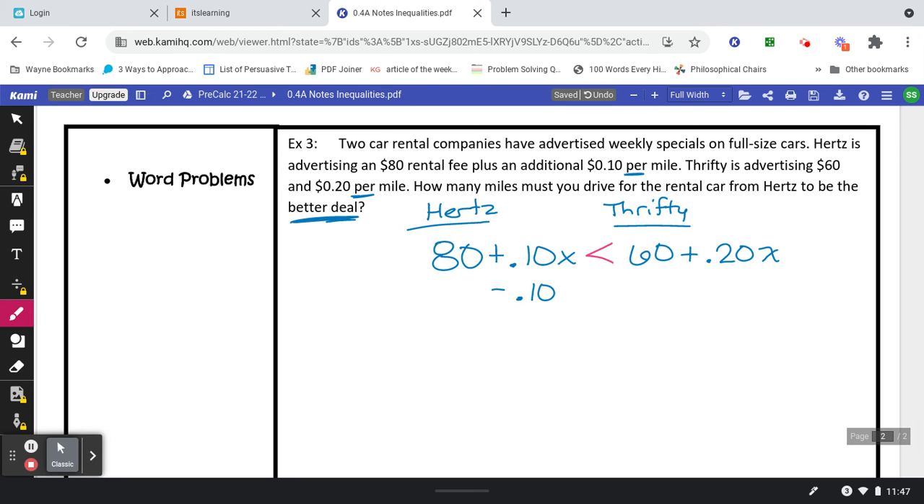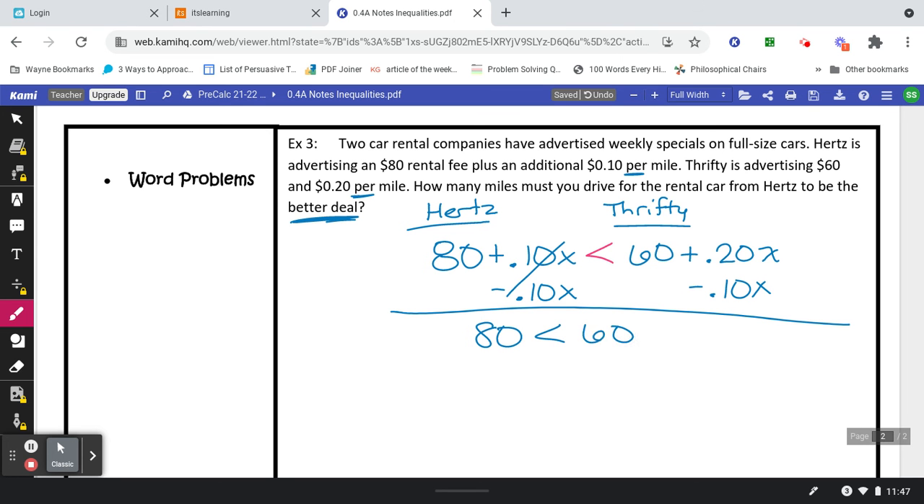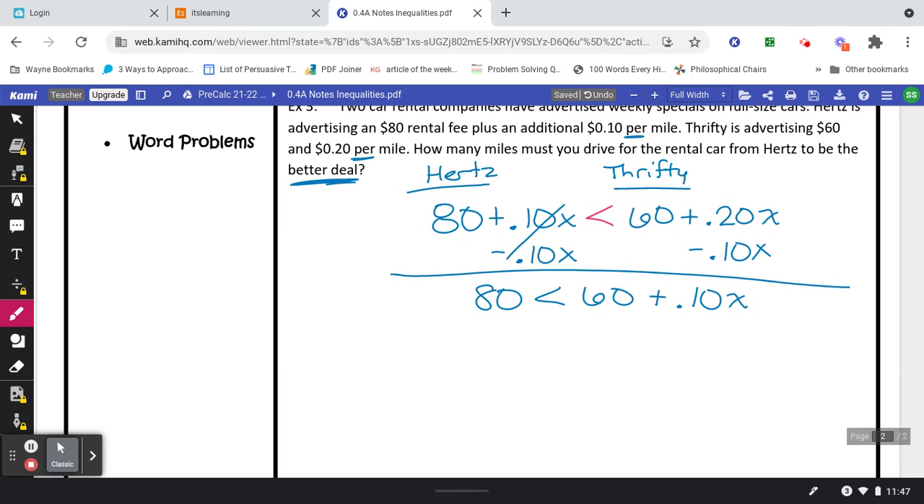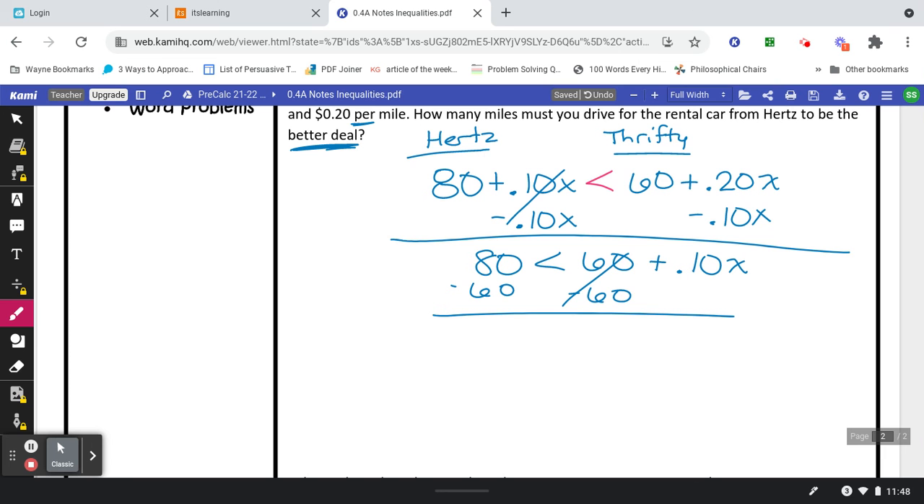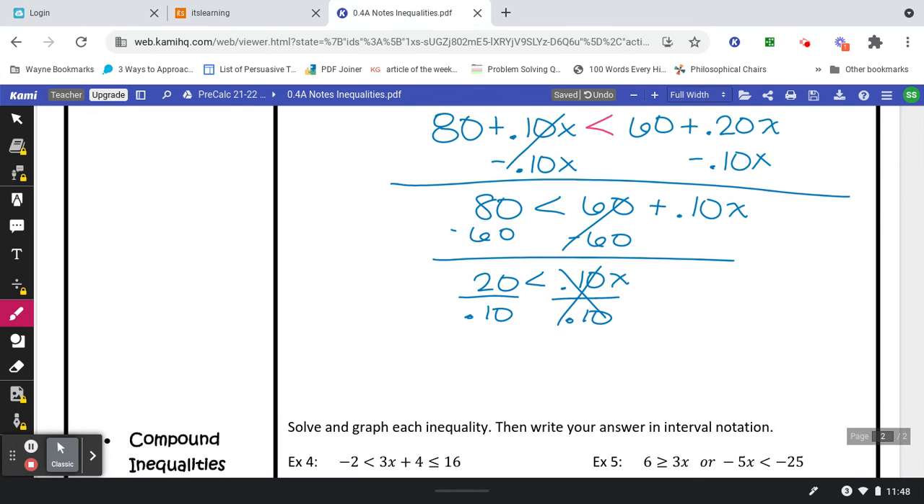I'm going to subtract the 0.10x. That gets me 0.10x. Subtract 60 from both sides. And divide by the 0.10. I'll type that into my calculator real quick. Gets me an answer of 200 is less than x.